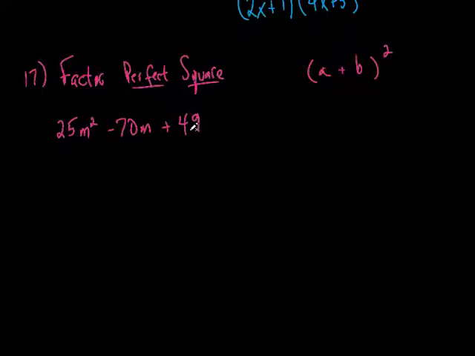Let's say I take the square root of both of these end terms right here. What's the square root of 25m squared? It's 5m. What's the square root of 49? It's 7. If I multiply these two together, what do I get? 35m. To understand if it's a perfect square or not, I multiply it by 2, and that's 70m. Is that my middle term? It is.